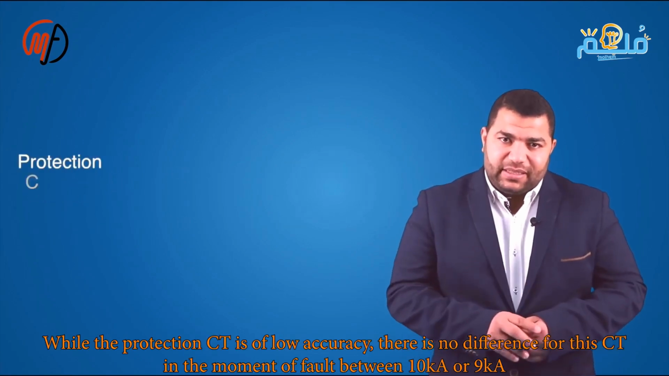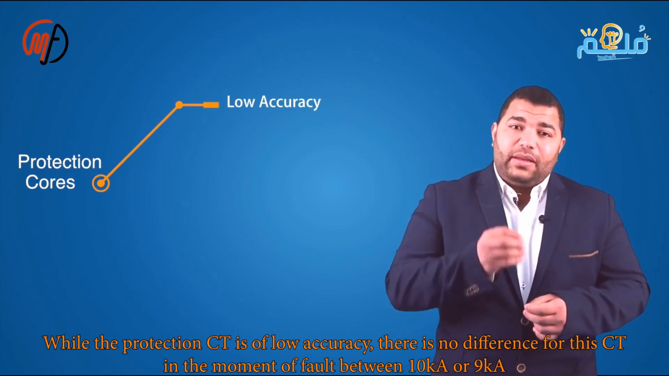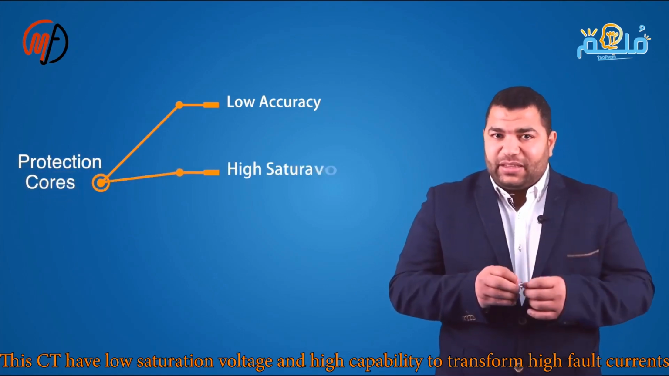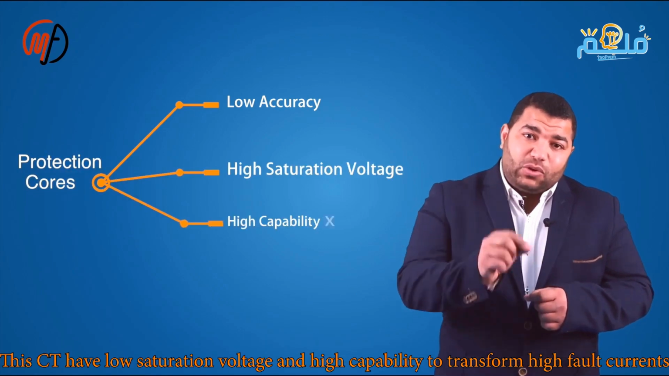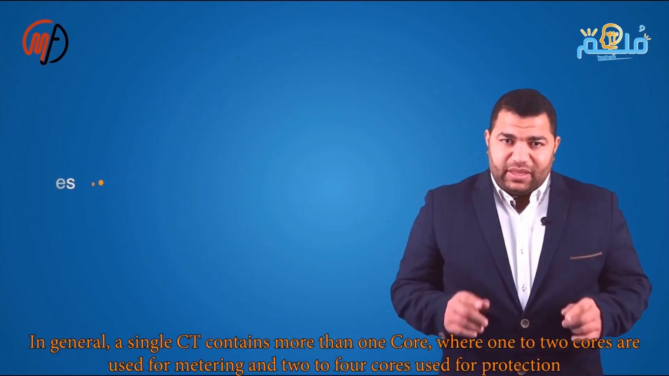While protection CT is characterized by low accuracy, it doesn't make a difference during a fault moment whether it's 10,000 amperes or 9,000 amperes, for example. It also has a high saturation voltage and the ability to transfer and convert very large currents to the secondary side and then send them to the relay.